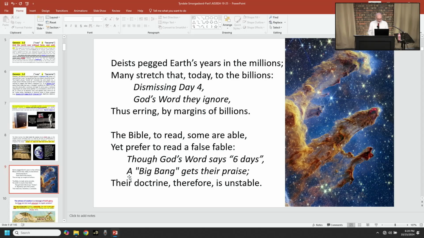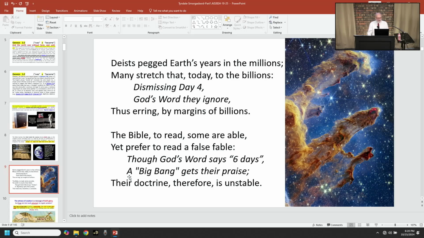I have a limerick, and the limerick describes the problem of humans who choose not to believe what God has revealed in His Word about how He originated the universe. And when humans close their Bibles and then try to invent what they think is an explanation for how things got here, they end up with ideas that are wrong.